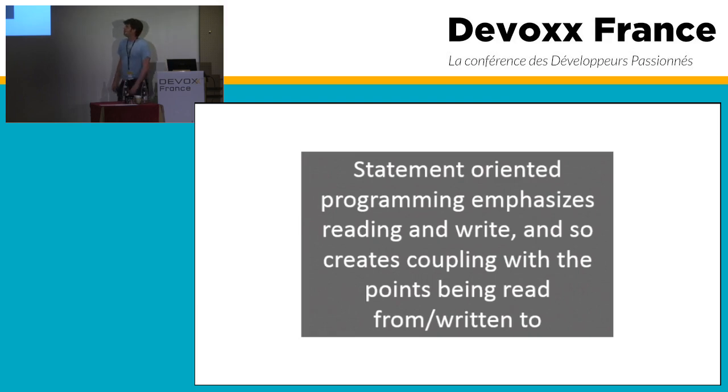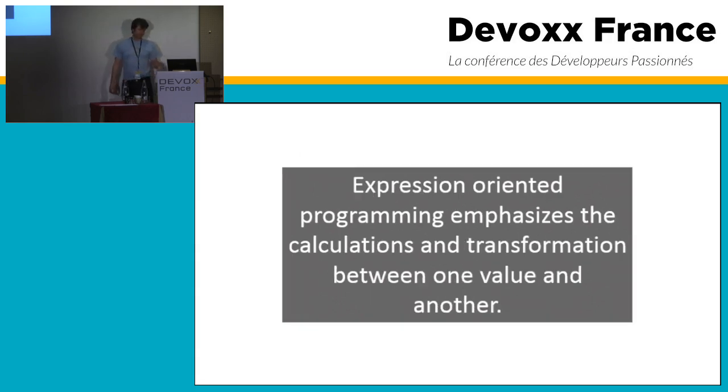So I guess the summary of all that is that statement-oriented programming really emphasizes the slots in memory that you're reading and writing to, and it creates coupling between those slots every time you use one. Whereas expression-oriented programming really emphasizes the transformation of data from one type to another, and critically doesn't create that coupling between computation and a location in memory.